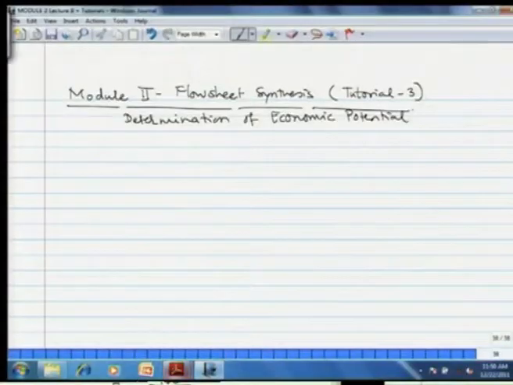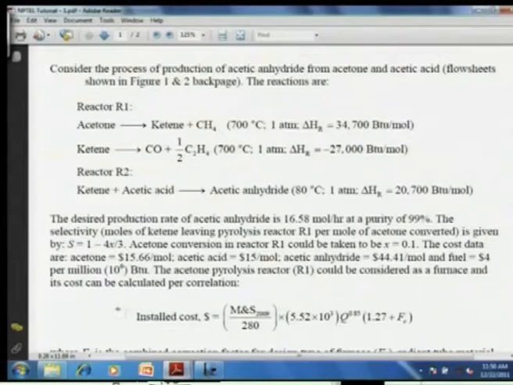In this tutorial we go one step ahead and try to determine the exact economic potential of a particular process at various levels of the design, that is, the input-output structure and recycle structure. Here we take the example of acetic anhydride manufacture from acetone and acetic acid.